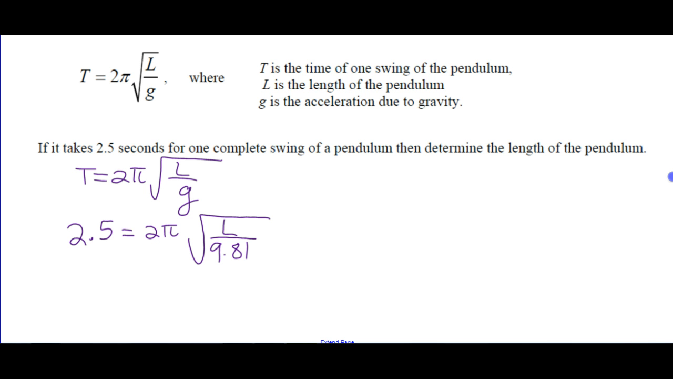Multiply by 2? I would not multiply by 2. Would you divide by 2? I would divide by 2 pi. So, how do we isolate the radical? We get rid of this by doing what operation? Division. So 2.5 divided by 2 pi is equal to the square root of L over 9.81.